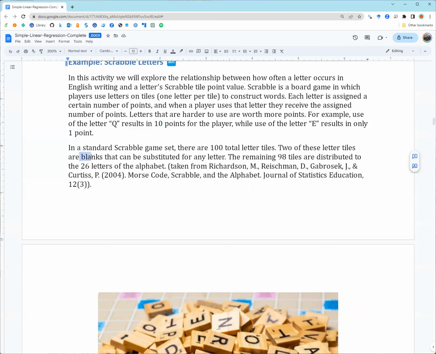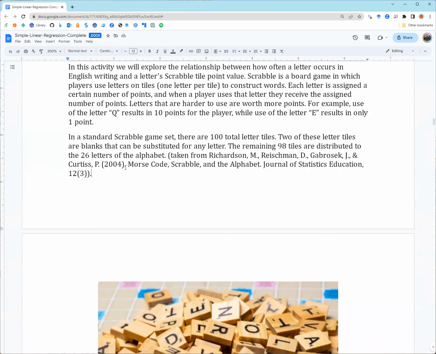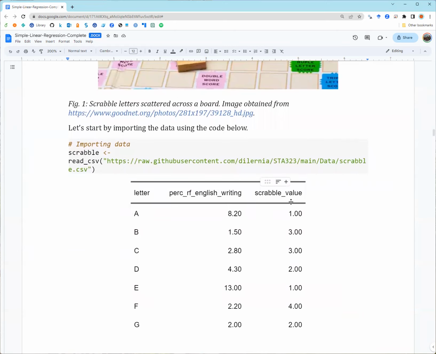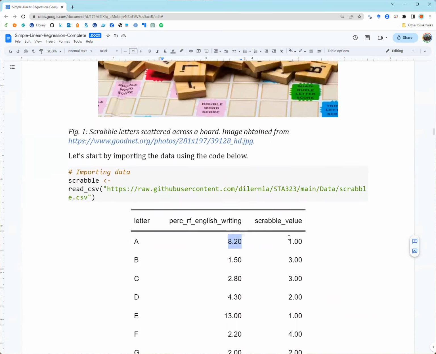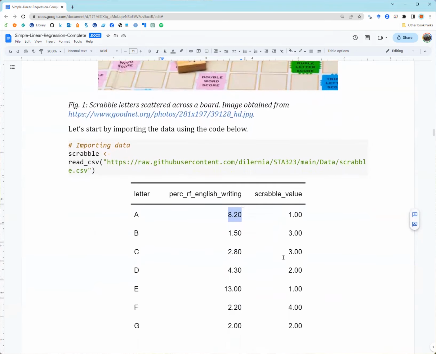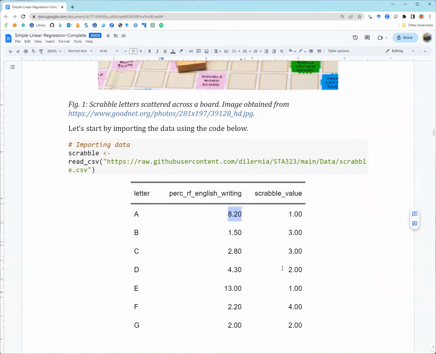So yeah, we're ignoring the blank tiles that are present in Scrabble. We're just going to be looking at the 26 letters of the alphabet. To quantify how difficult it is to use that letter in a word, we're looking at the percent relative frequency in English writing, which you can get from Wikipedia. So you know it's 100% accurate. That's a joke, I'm being sarcastic. Okay, but it's probably pretty accurate, right?